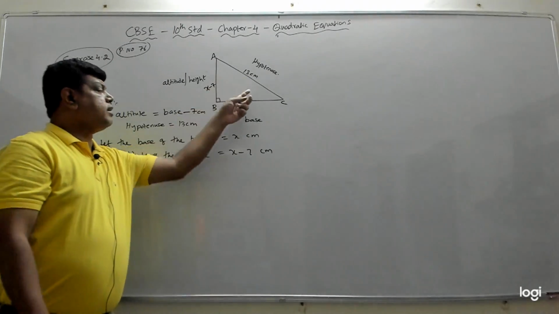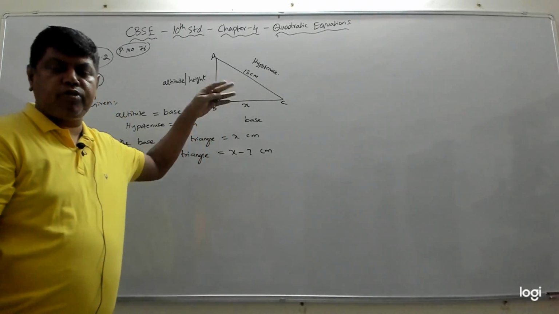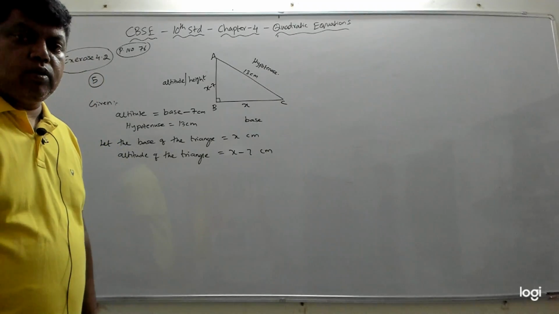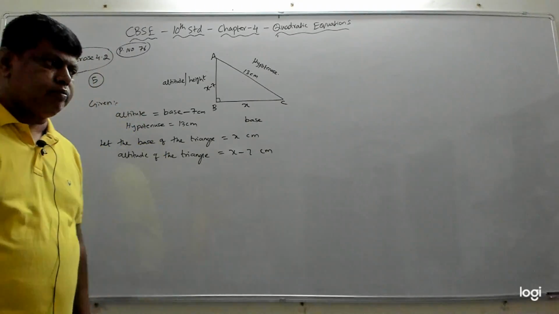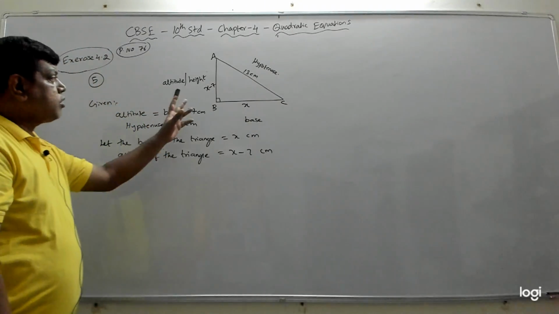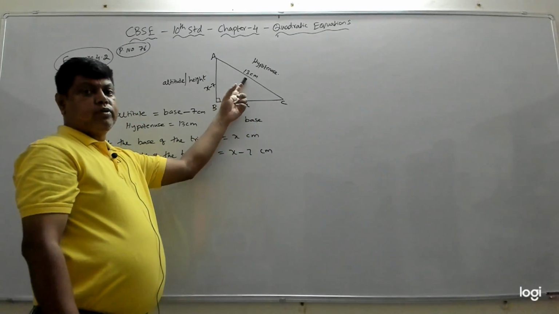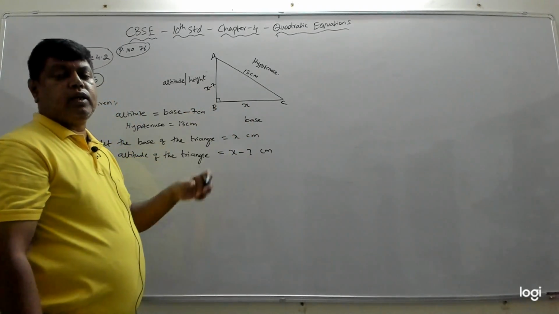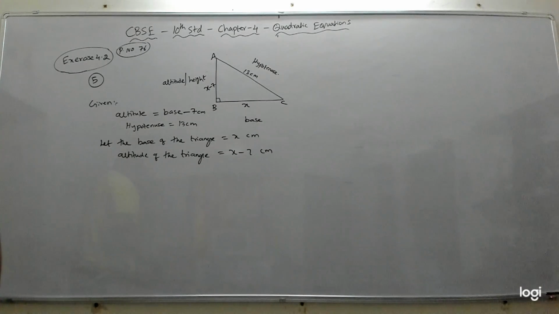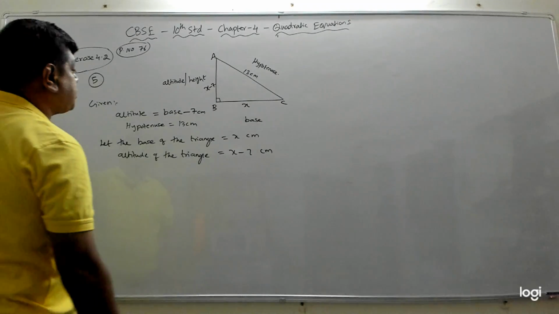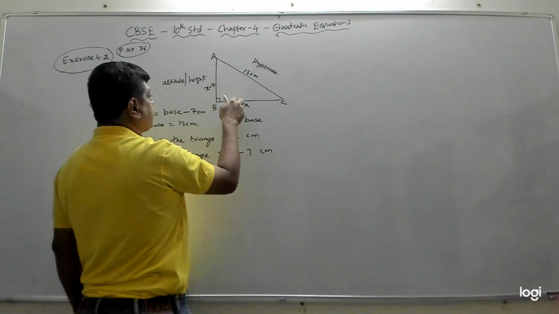Now if you see this, it's a right triangle and it talks about the three sides. Then we have to apply our Pythagoras theorem, right? What the Pythagoras theorem says: the square of the hypotenuse is equal to the sum of the squares of the other two sides. The square of the hypotenuse is equal to the sum of the squares of the other two sides, right?